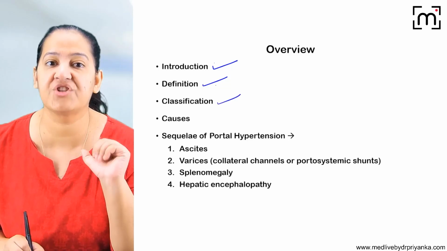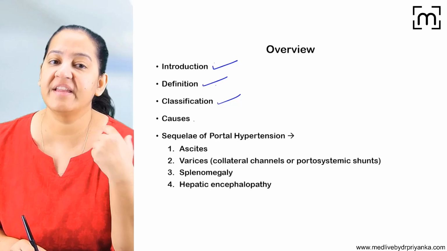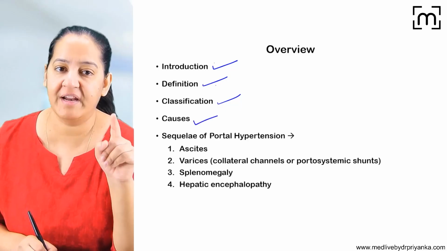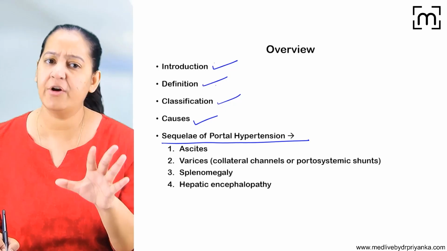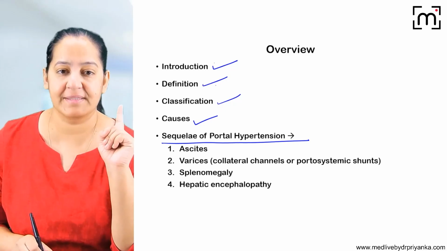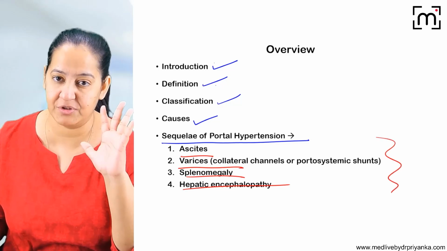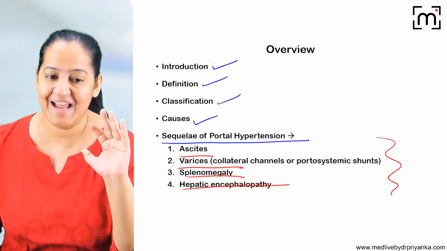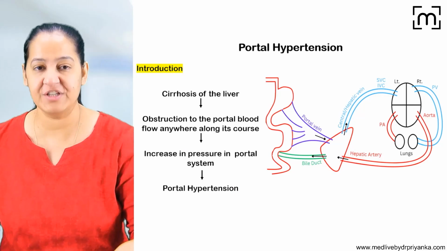Then we will see the classification of portal hypertension. How many types of portal hypertension are there? Then we will see the various causes of portal hypertension. Finally, we will see the sequelae of portal hypertension, which is ultra important. You get many questions on the sequelae. So there can be ascites, varices, splenomegaly and hepatic encephalopathy. We will see the pathogenesis of all four in detail. How do they occur in portal hypertension? So let's start the topic.